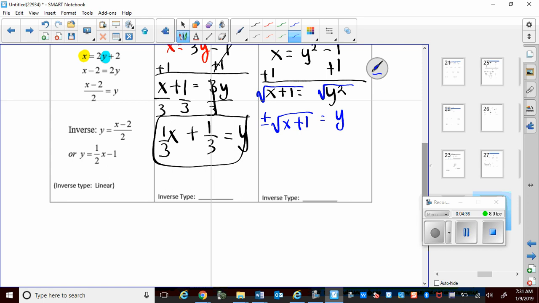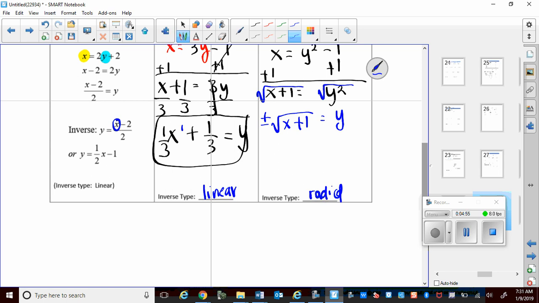Now let's discuss the type of inverse that these equations are. The first one is linear because there's an x at the top and it's to the 1 power. The second one is linear as well. And then the inverse type down here is a radical.